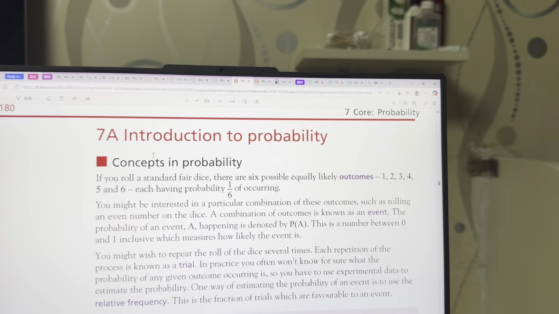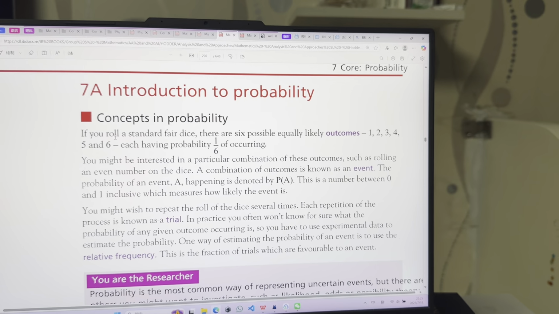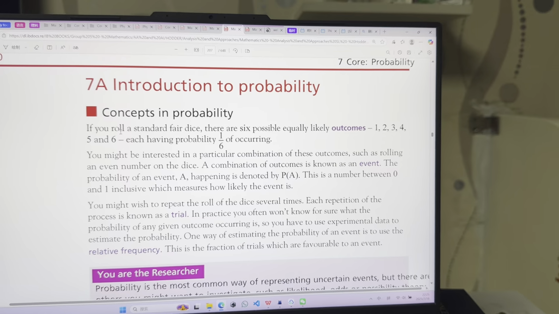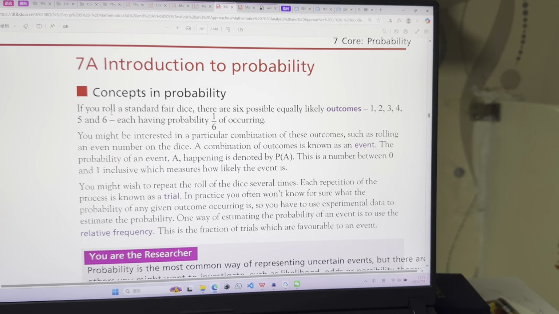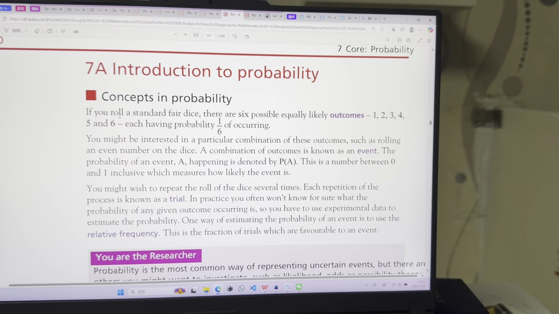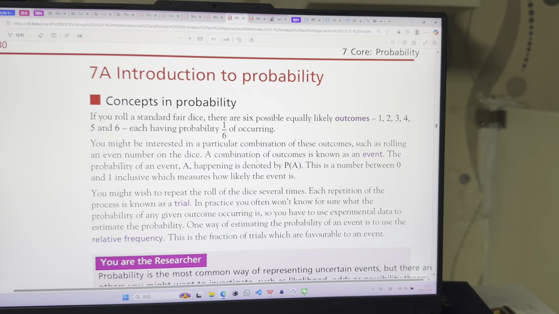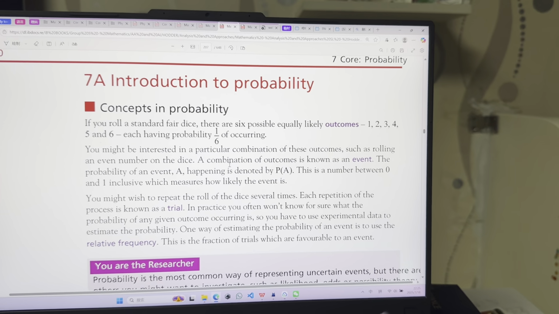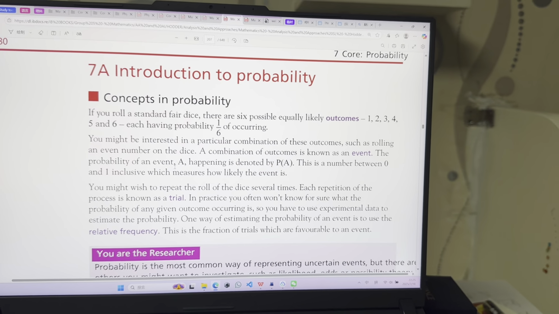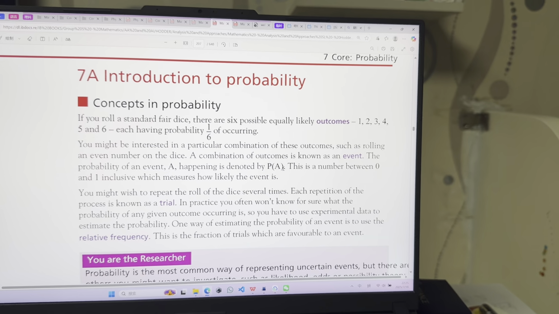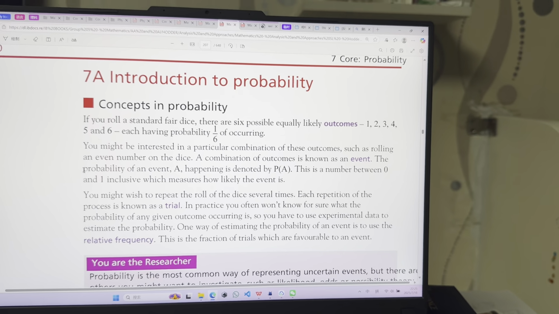Okay, introduction to probability. If you roll a standard fair dice, there are six possible equally likely outcomes: 1, 2, 3, 4, 5, and 6, each having probability 1/6 of occurring. A combination of outcomes is known as an event. The probability of an event A we can write as P(A).